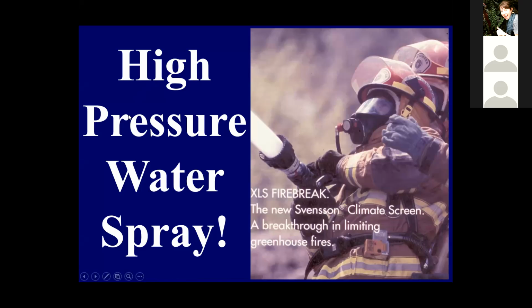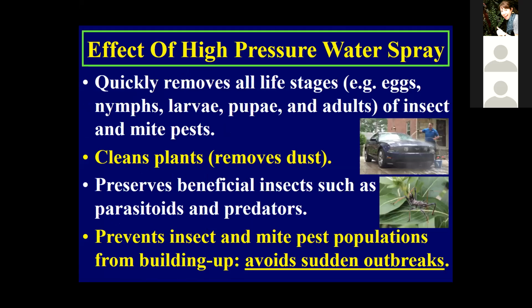Now, when I say high pressure water spray, I'm not alluding to this because this will blow your trees out of the ground and probably physically harm them. There's no doubt about it. But a high pressure water spray, like you used to wash your car, it's very beneficial because it quickly removes all the life stages of insect and mite pest. Now remember, you have to get on the leaf underside because that's where mites and insect pests are located. If you just hit the top of the leaves, that's not going to do very much in reducing the populations.